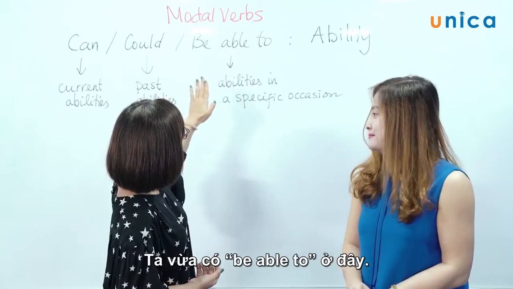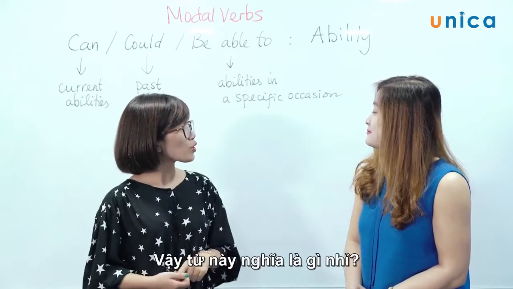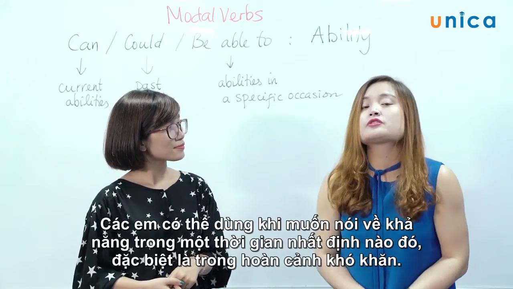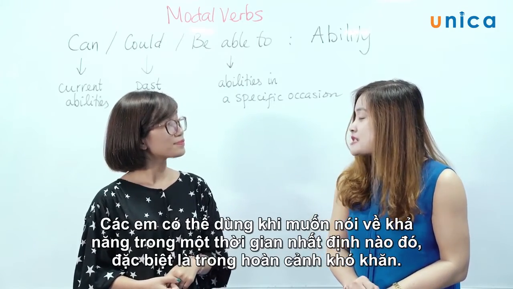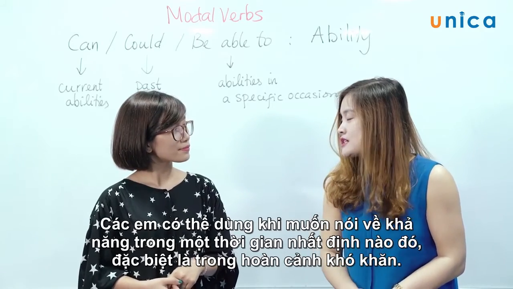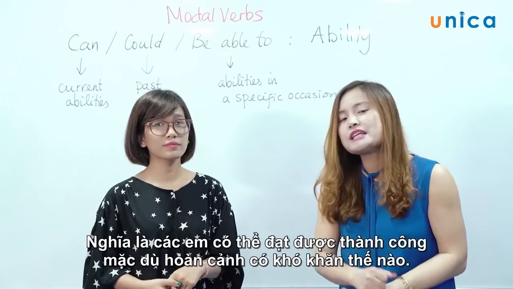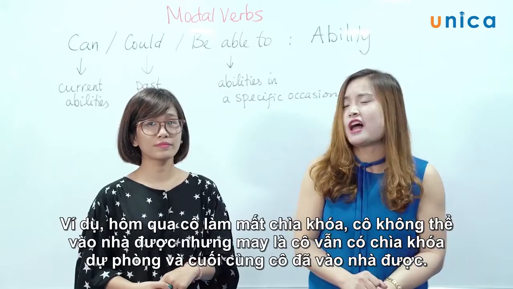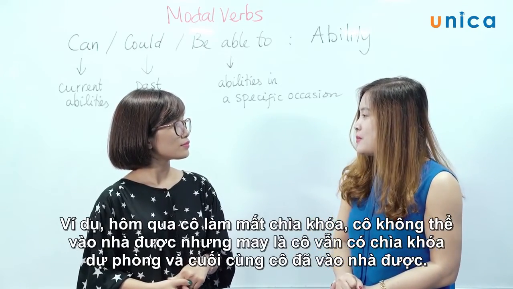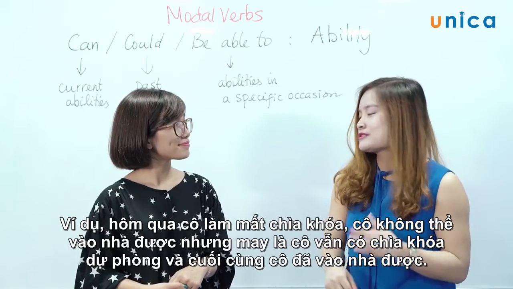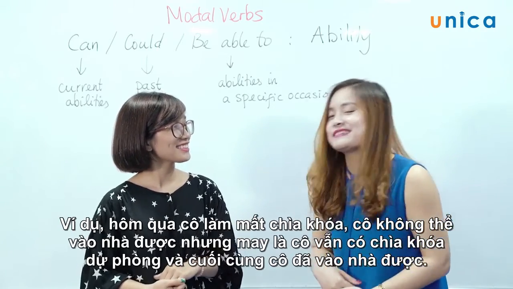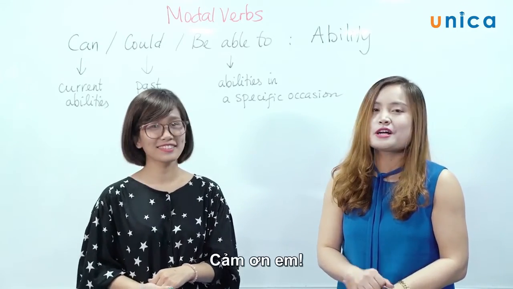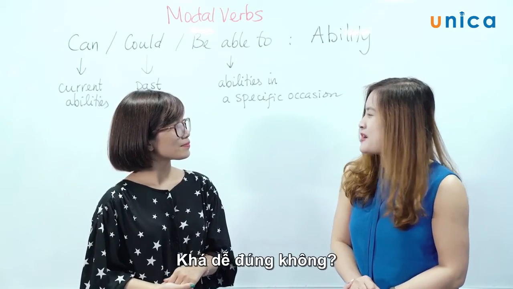So, you have just written here, be able to. What does the words mean? All right, so be able to is quite special. You use it if you want to refer to abilities in a specific occasion, especially in difficulties or in hardships. That means you succeeded in doing something despite difficulties or hardships. So for example, yesterday I lost my key and I couldn't enter my house, but fortunately I still had my spare keys, and then finally I managed to get into my house. Yep. I got it. Thank you very much. All right, so it's quite easy, right?